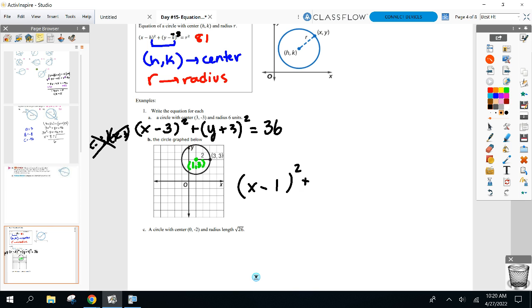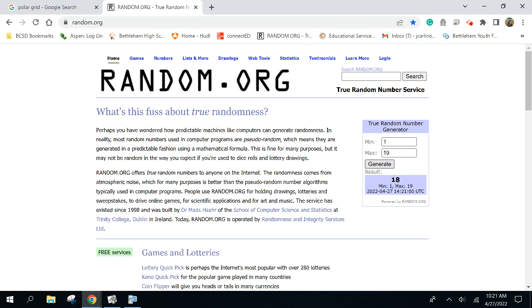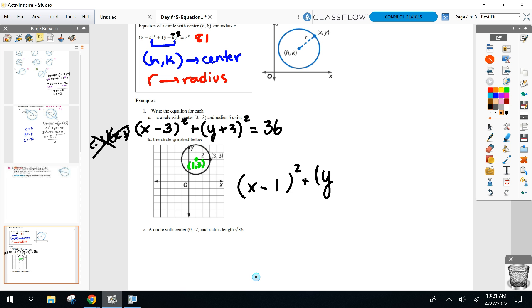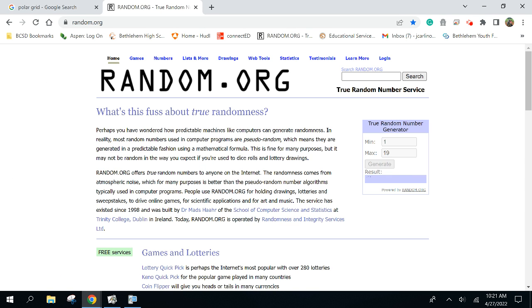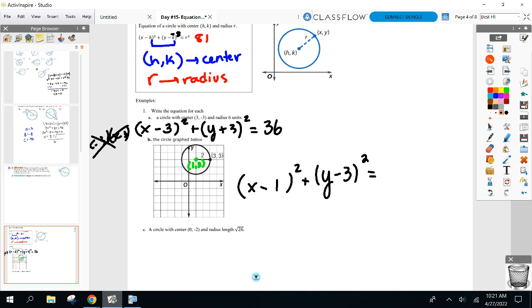Plus y, go ahead, help me fill that one in. Minus 3, yep. Squared equals your radius length squared. So what number am I going to put here now? Radius length squared. 4, 2 squared. There you go. There's the equation of that circle on the graph. And that's it. Don't touch it. We're done.